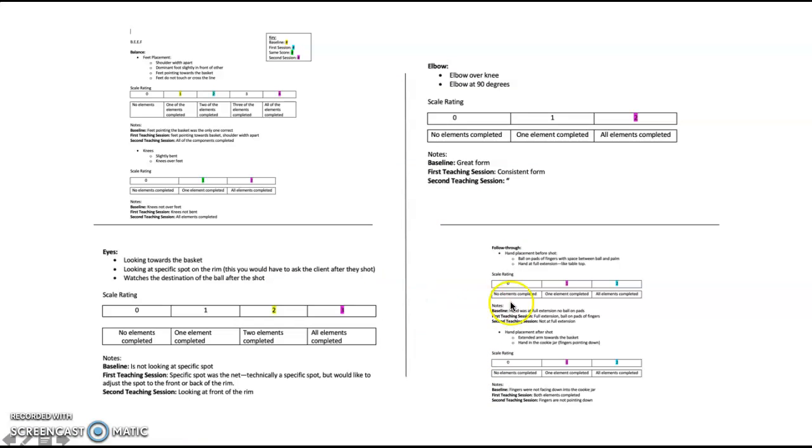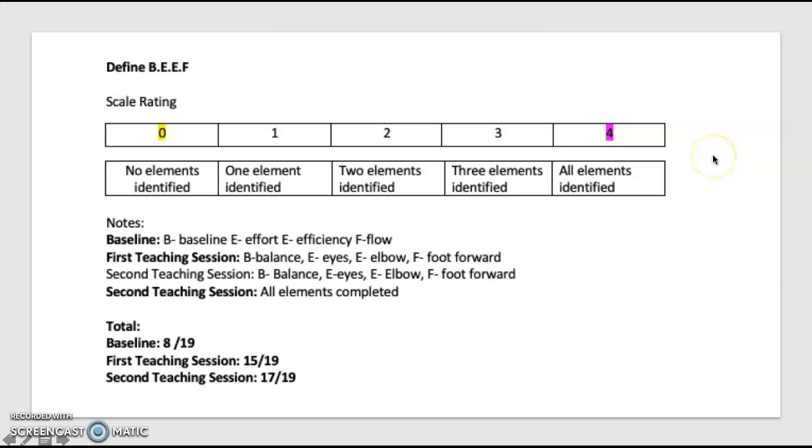And this just highlights how the client did. Purple is the second teaching session. And as you can see, the client improved in all these categories besides follow through. We received a couple of ones here. And they identified all 4 of the elements. So this just shows the difference from baseline to the second teaching session.